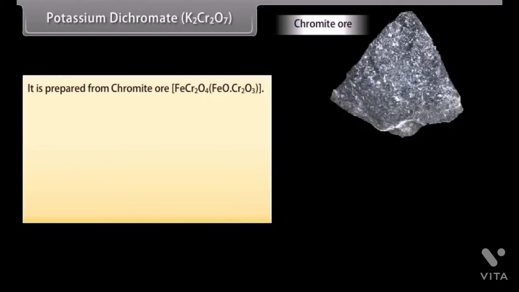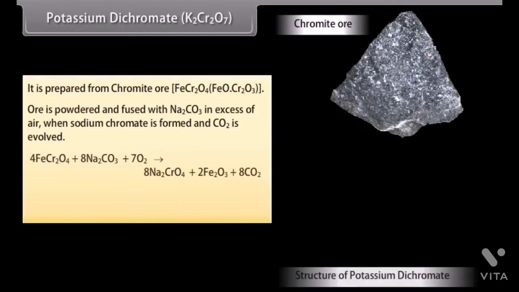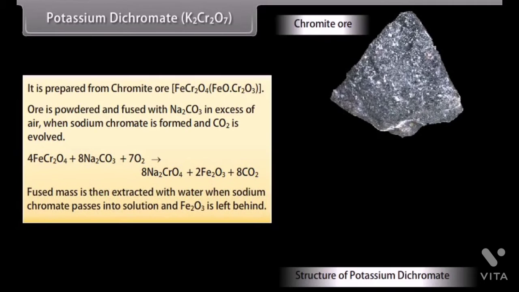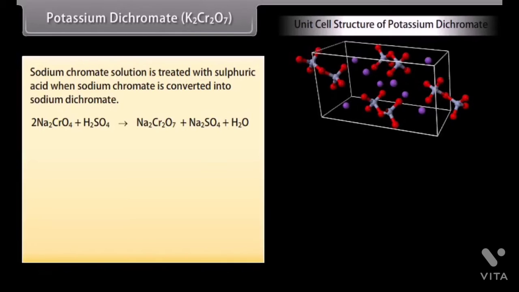Potassium dichromate, K2Cr2O7. It is prepared from chromite ore. Ore is powdered and fused with Na2CO3 in excess of air when sodium chromate is formed and CO2 is evolved. Fused mass is then extracted with water when sodium chromate, being soluble in water, passes into solution and Fe2O3 is left behind. Sodium chromate solution is treated with sulfuric acid when sodium chromate is converted into sodium dichromate.